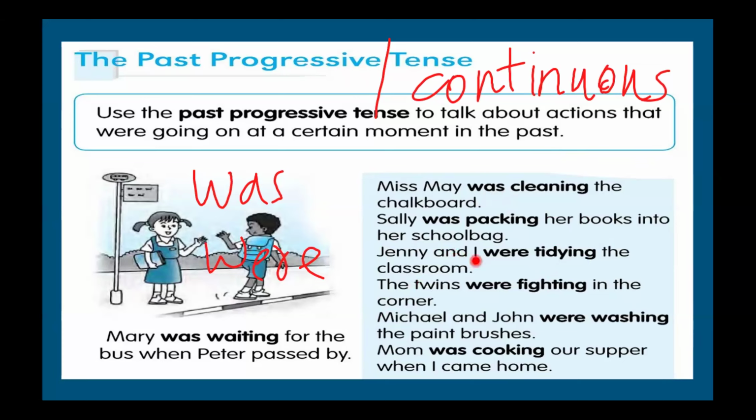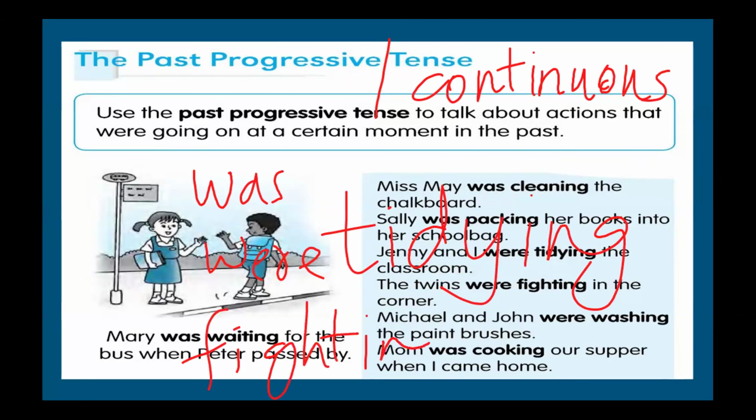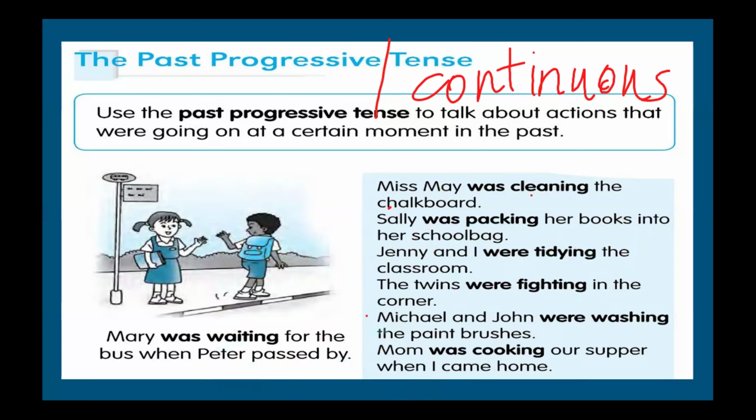So see over here, Jenny and I were tidying the room. We use the auxiliary verb were and tidy plus ing. Tidying. Your tidy becomes your tidying. Fight becomes fighting. Verb plus ing. Is it clear, my dear students? Yes, ma'am.